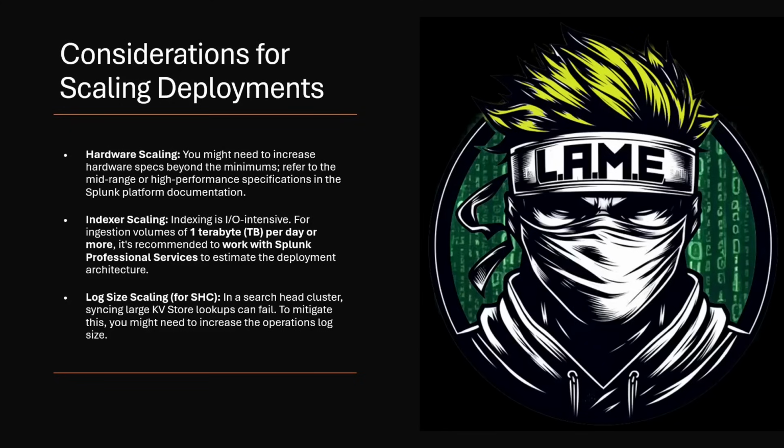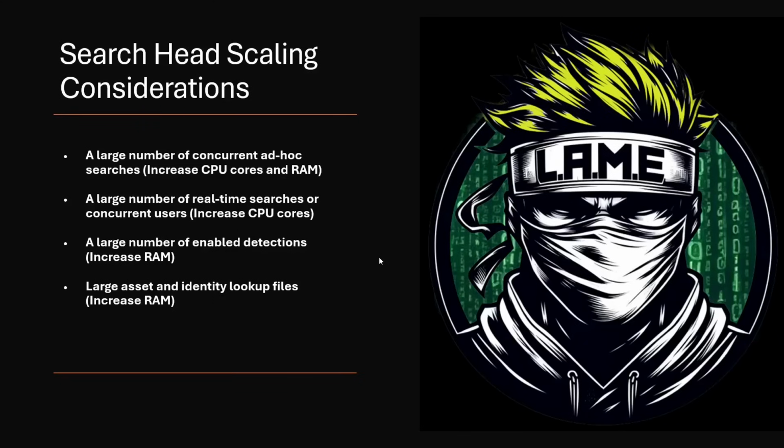To mitigate this, you might need to increase the operation log size. There's just things you need to consider as this environment keeps getting larger and larger. Some considerations for search head scaling. If you are using a large number of concurrent ad hoc searches, you may need to increase your CPU cores and RAM. If you have a large number of real-time searches or concurrent users, you may need to go above and beyond the normal CPU cores.